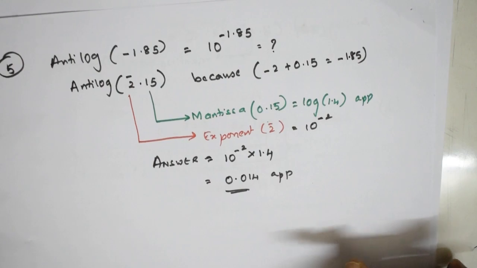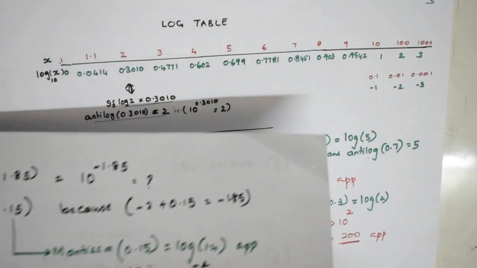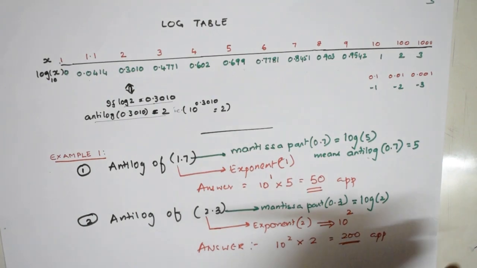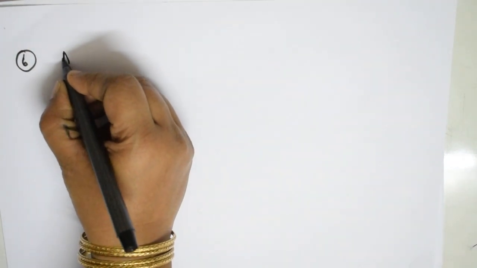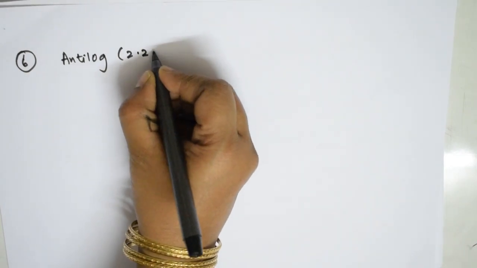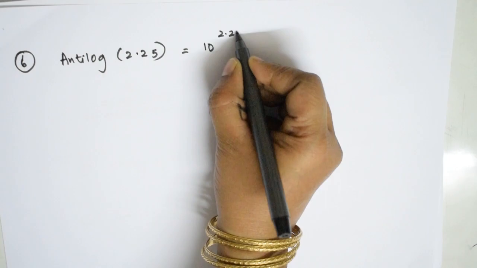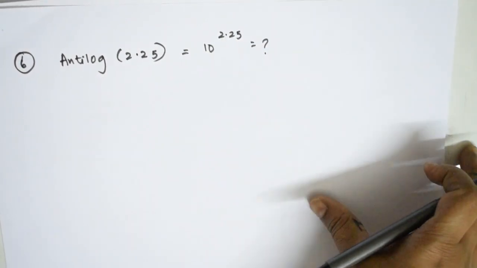Now let us do two more examples. Let me take a fresh page for this. Fine. Now they have given you two more questions. Let's see how to do them. Suppose you are asked to find, this is example 6, the antilog of 2.25, right? So this is nothing but 10 raised to the power of 2.25. We need to find the value of this, correct?